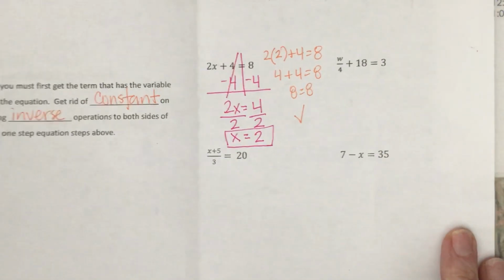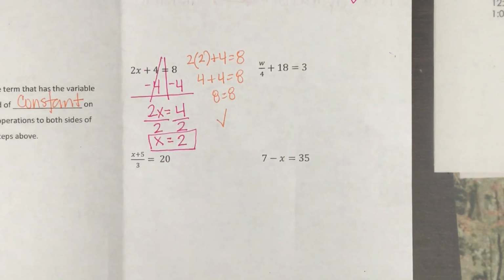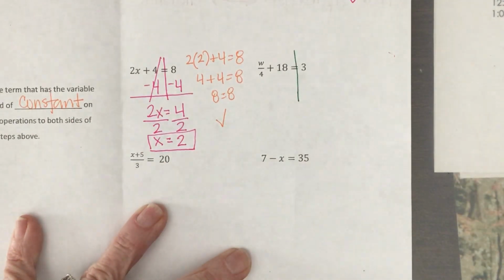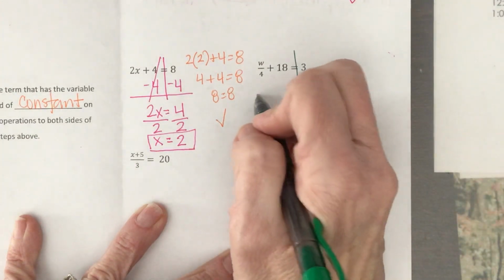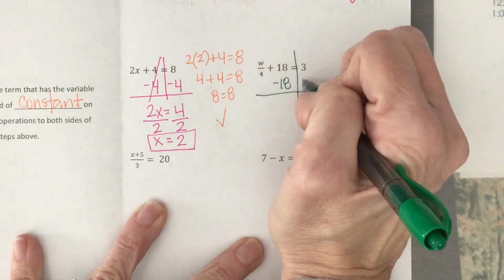All right, let's move on. All right, w fourths plus 18 equals 3. Draw my line. All right, I want to keep the variable w over here alone, so I want to get rid of this constant, this 18. So I have a plus 18. I'm going to subtract 18 from both sides.